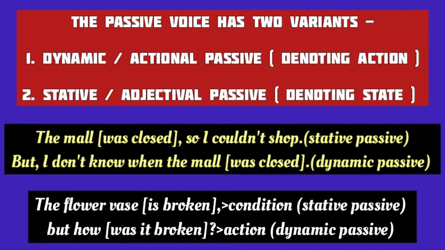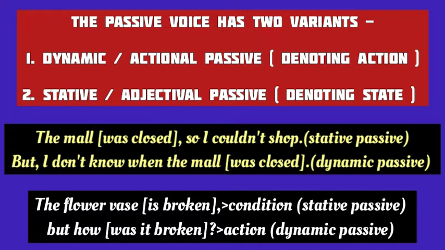For example, in the sentence, "The mall was closed so I couldn't shop," the passive construction "was closed" indicates the state or condition of the mall. So in this sentence, it's a stative passive because it does not show any action. But if you look at the sentence, "I don't know when the mall was closed," you will understand that the passive construction "was closed" shows an action, the action of closing the mall. So here it's a dynamic passive.